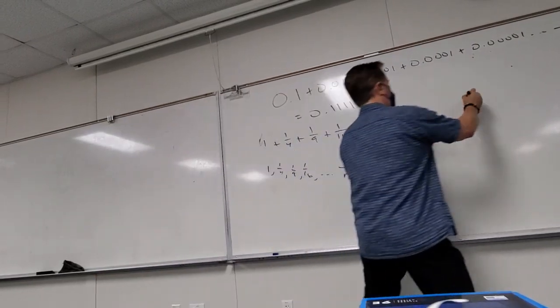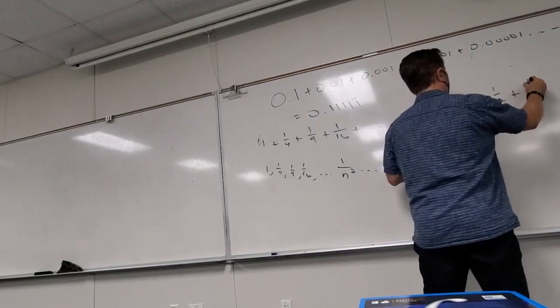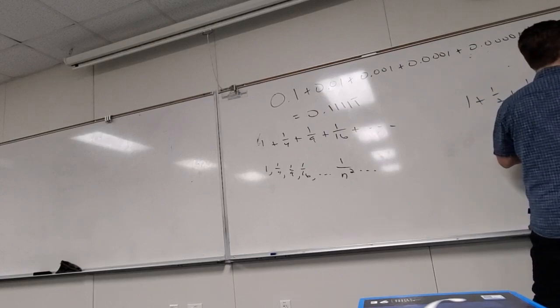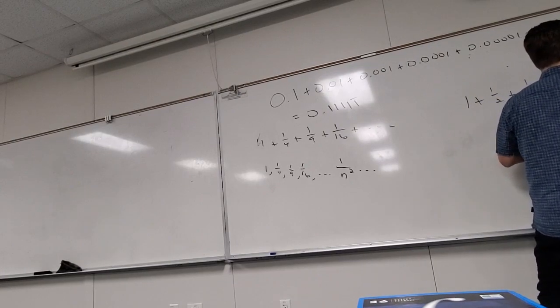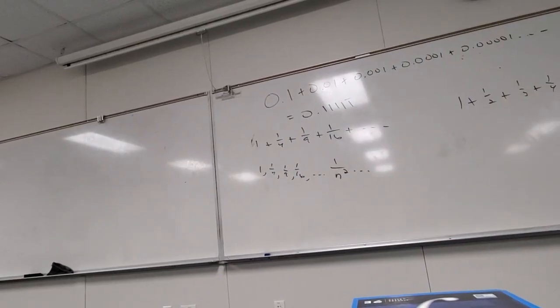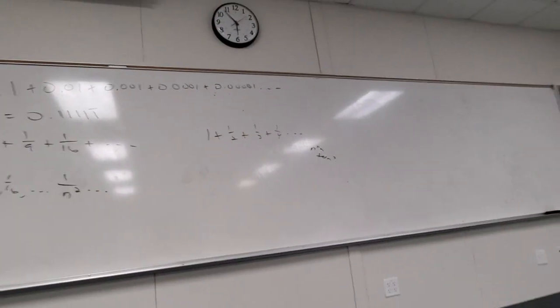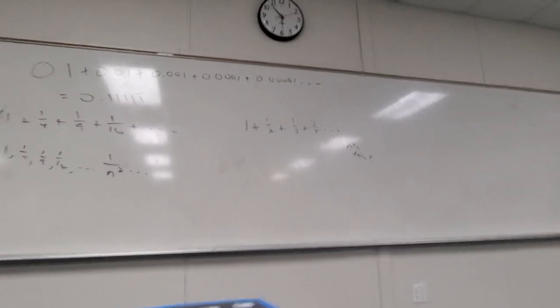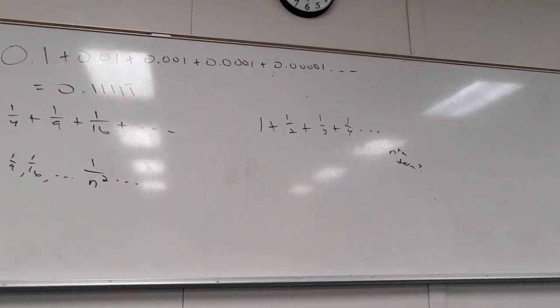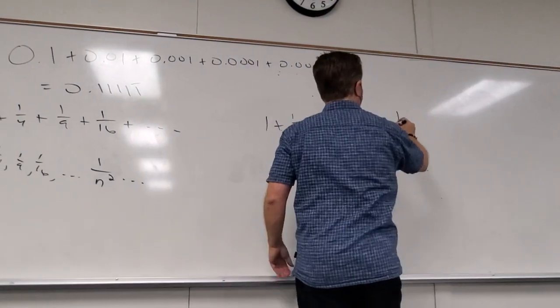What about this one? What's the nth term of this one? That one's pretty easy. 1 over n. Holy Jesus, Jeff, you didn't set this up at all. You just turned it on and hoped. Okay. It's 1 over n.